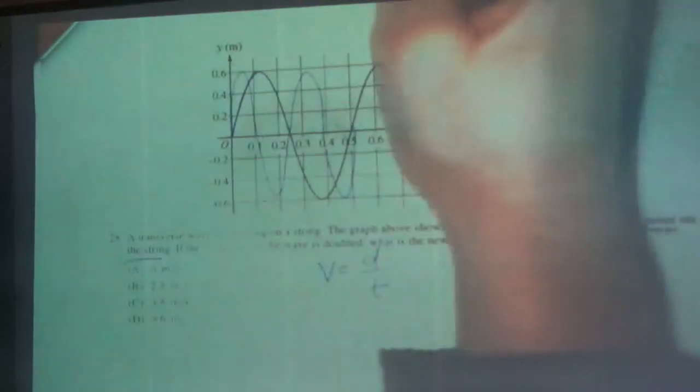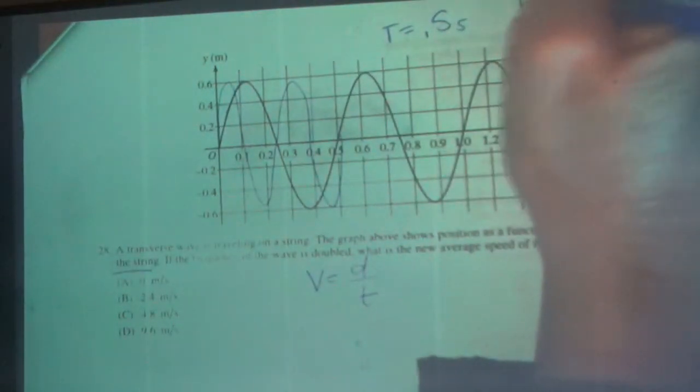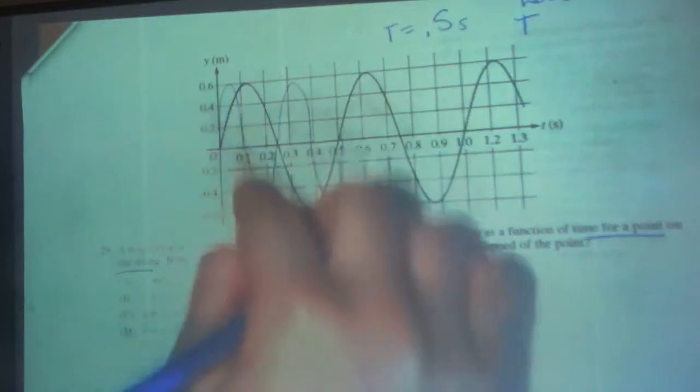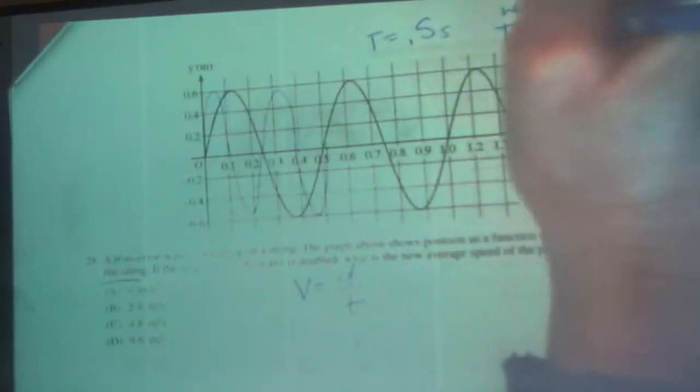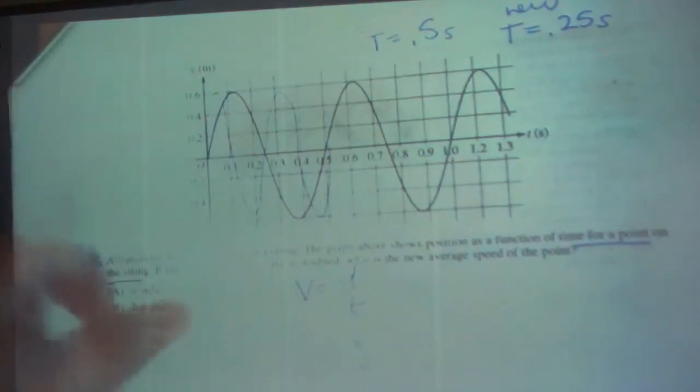My period right now for one wave is just 0.5 seconds. Now my new period is going to be half that, because now I'm fitting two waves in that time. So my new period is going to be 0.25 seconds. My amplitude isn't going to change if I change the frequency, so I'm still going up 0.6, down another 0.6, so that's 1.2, down another 0.6, and then up again, so that's another 1.2, so I'm going 2.4 meters in just one oscillation. And the time for one oscillation is now 0.25 seconds instead of 0.5 seconds.